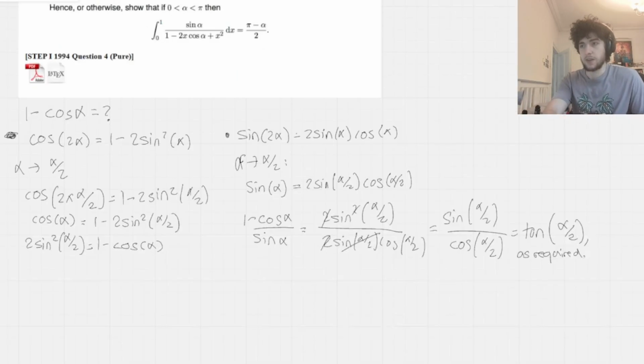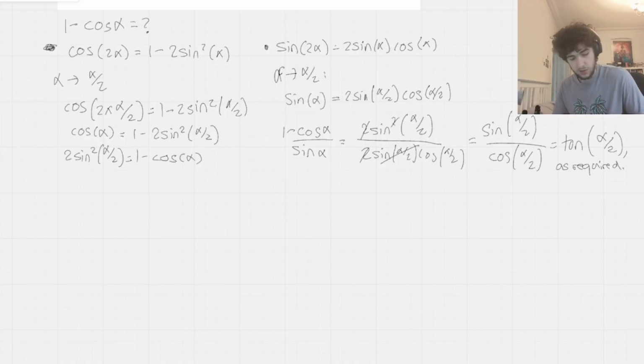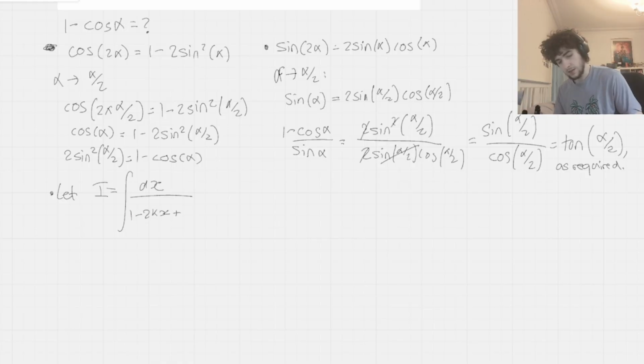Well, if I go down, we're going to let I be some integral that we want to calculate. So for this question, it's the integral of dx over 1 minus 2kx plus x squared. And we're given the constraint that the mod of k, I assume k is a real number, the mod of k is less than 1, right? So it's like between minus 1 and 1. This is just the same thing as saying minus 1 is less than k is less than 1, right?